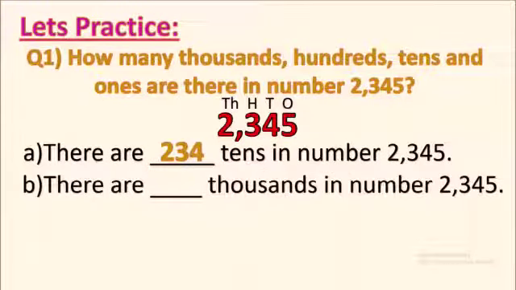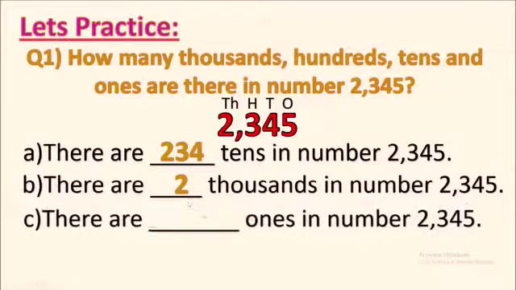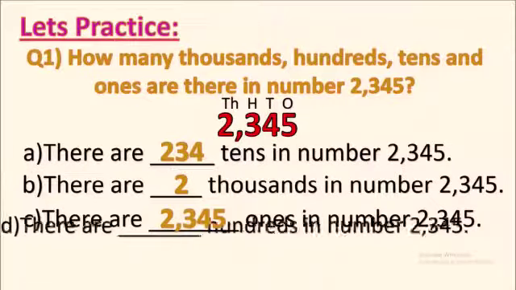There are dash thousands in number 2345. We can see there is only one place, that's the thousand place. So that will be only 2000 in number 2345. Let's go for the C bit. There are dash ones in number 2345. That means we have to take the whole number. That is 2345 ones. So let's go for the next bit.